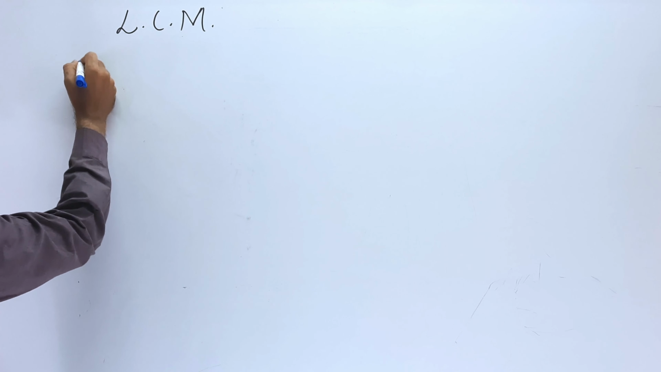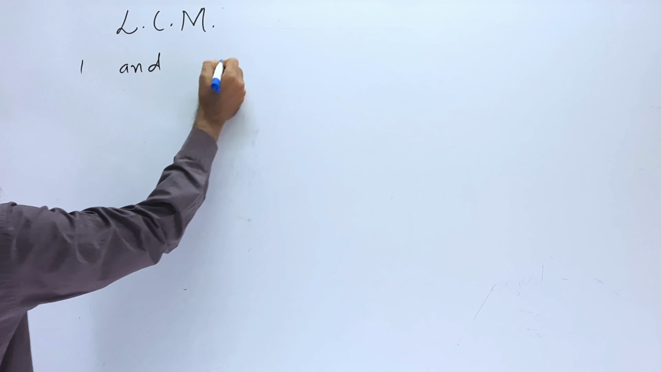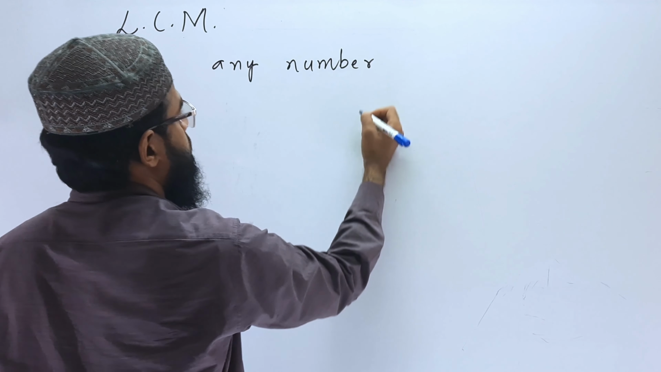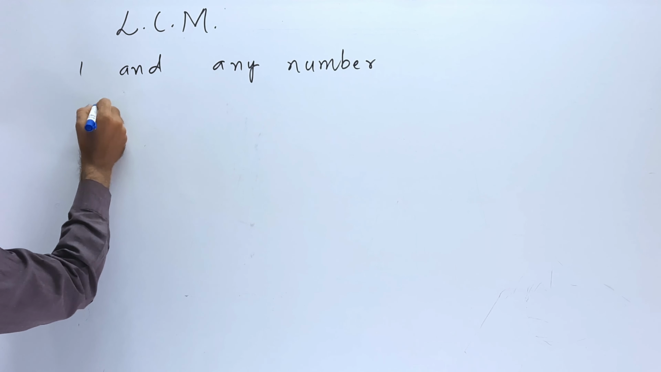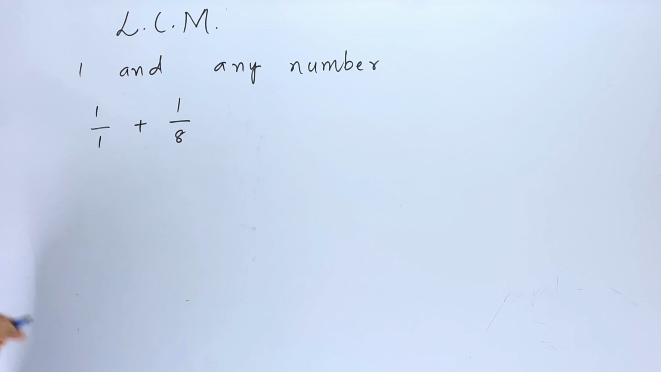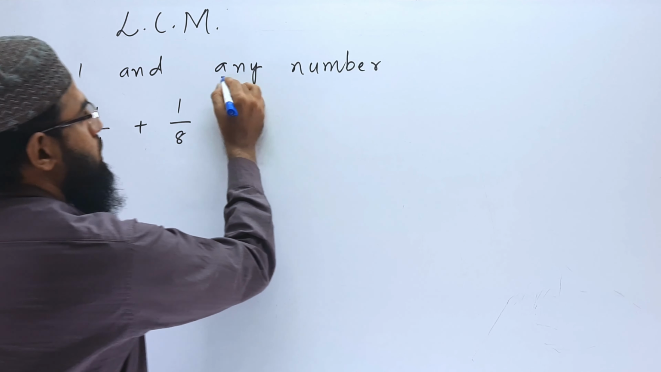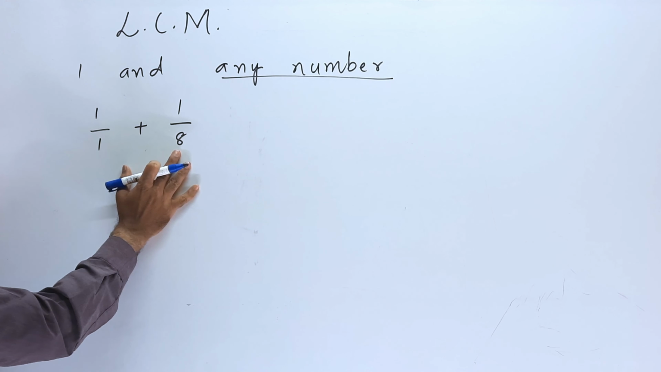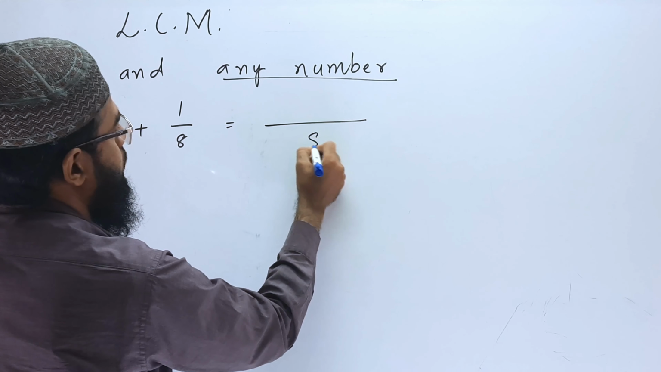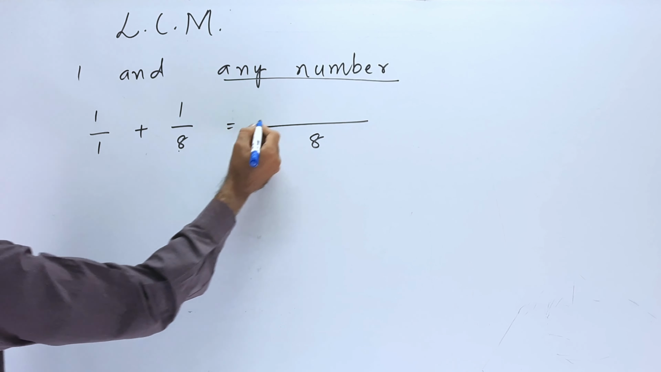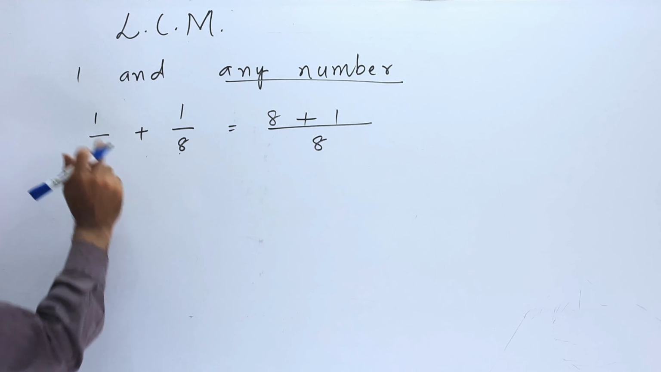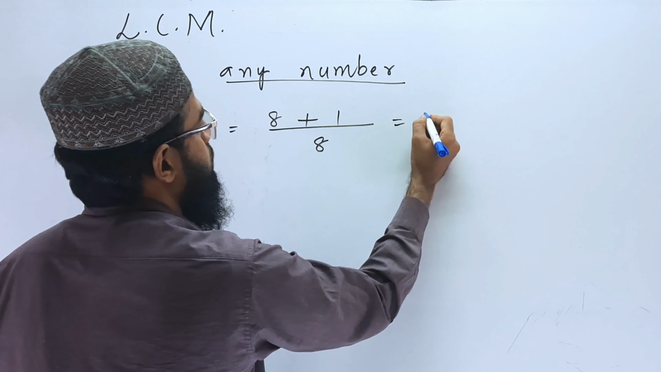If we are having 1 and any number, suppose if I am finding the LCM like 1 by 1 plus 1 by 8. So the LCM will be, directly we can write the number. So whatever the number we take, the LCM will be that number. So here we can write 8 is the LCM. 8 ones are 8. 1 ones are 1. We can cross multiply like this. So we get 8 plus 1, 9.